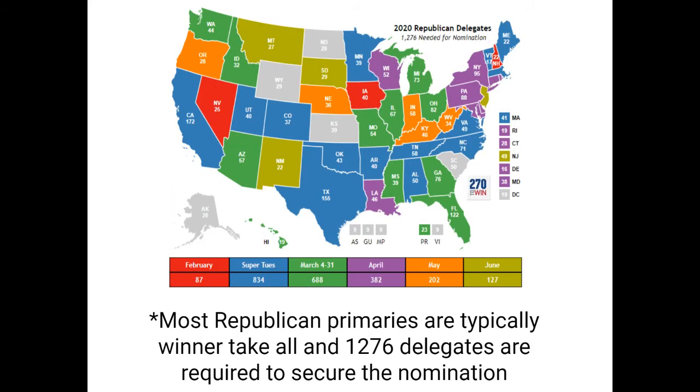This is the Republican primary delegate map. Again, the numbers are a little bit different. The party sets it up a little bit different. The Republican primaries are typically winner take all, and the Republican candidate needs 1,276 total delegates to secure a nomination. Winner take all means that if I'm running as a Republican against candidate X in Pennsylvania, I get one more vote than my competitor, I get all 88 delegates assigned to the state. So it's not proportional like the Democratic primary.